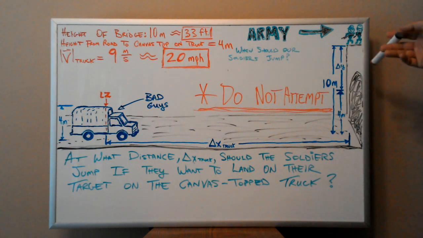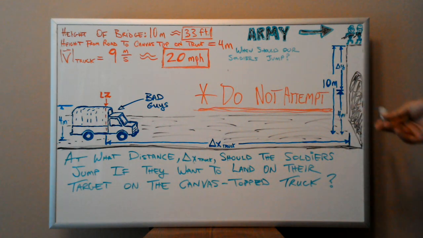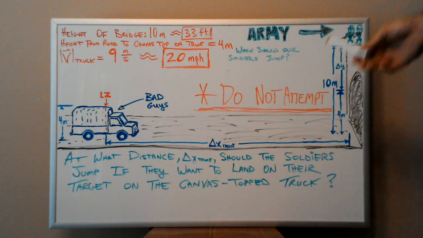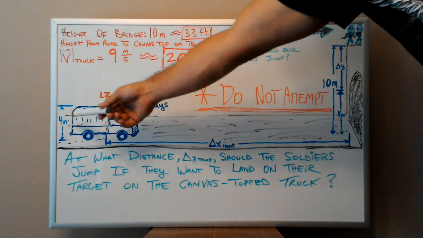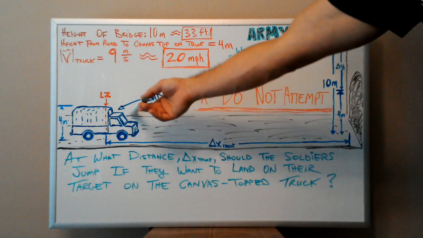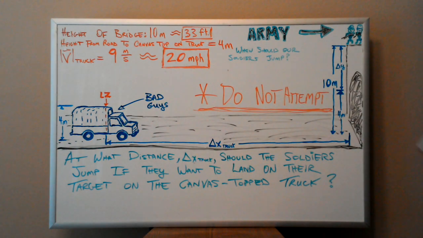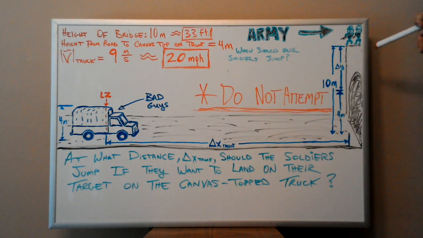We have some soldiers at the top of a 10-meter bridge and they want to time their jump so that they'll free fall and end up landing right here at the beginning of this canvas for a canvas-back truck driven by some bad guys. Our soldiers have a laser rangefinder.